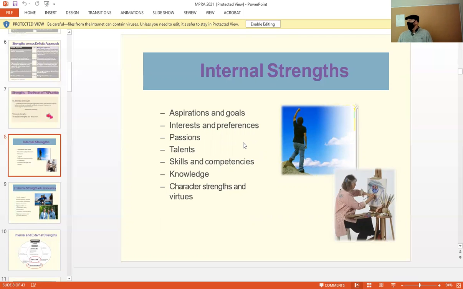Talents, skills and competencies, knowledge, and then one we didn't talk about that is very much true, character strengths and virtues. The ability to know and do the right thing even when nobody's looking, like they say. That's a strong character, it goes a long way. And that's an internal strength that can definitely count.